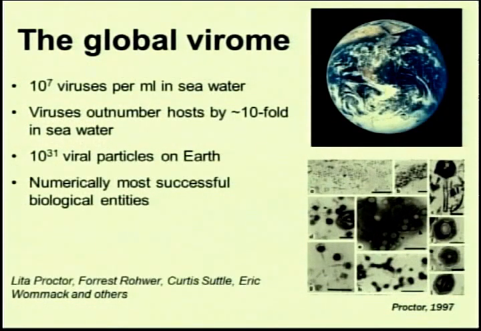So a couple of slides on the global virome, which also can be queried using deep sequencing and is another wonderful topic for microbiome research. I told you about global bacteria. That was all sort of a straw man for telling you about global viruses. There's something like 10 to the 6th bacteria per mL in seawater. There's something like 10 to the 7th viruses per mL in seawater. Just enormous numbers. They apparently outnumber their hosts by something like 10-fold. And we think that viruses outnumber bacteria in the human microbiome as well. So there's something like 10 to the 31 viral particles on Earth, making them numerically the most successful biological entities by far on the planet.